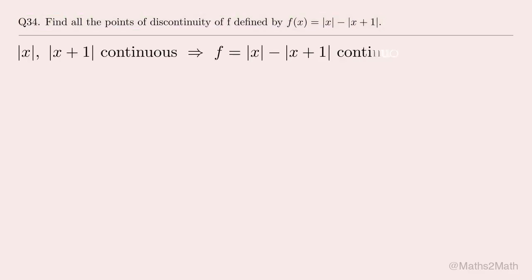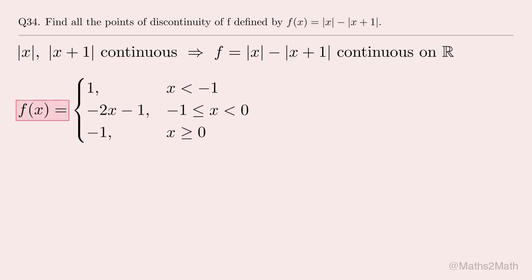Question 34, the last one. The difference of two modulus functions, each with its own corner. Both pieces are continuous, so the difference should be too. Writing f piecewise confirms it concretely. Modulus of x and modulus of x plus 1 are both continuous on R, so their difference is continuous on R by the algebra of continuous functions.